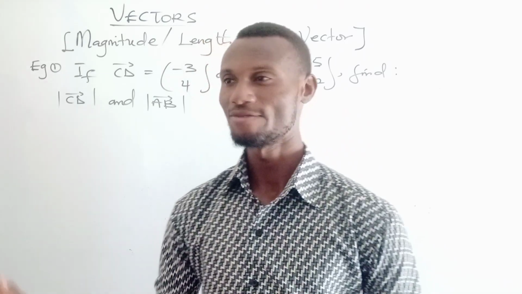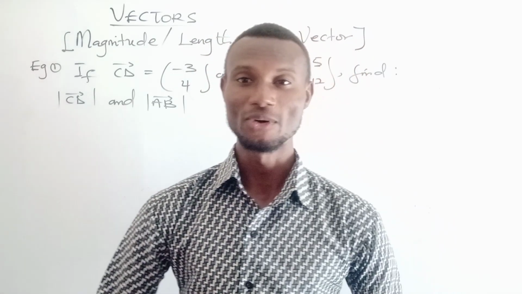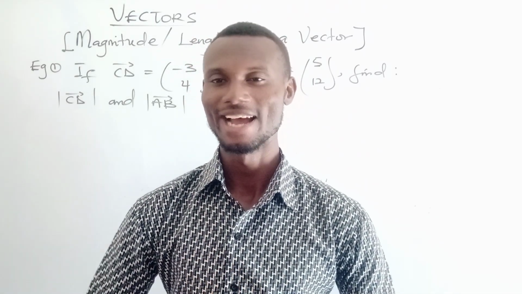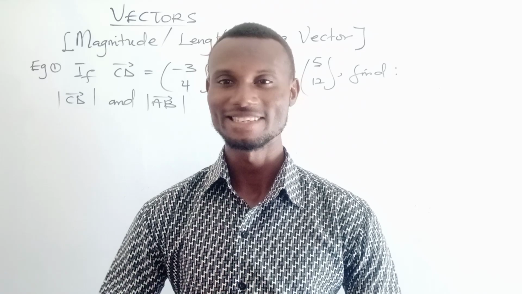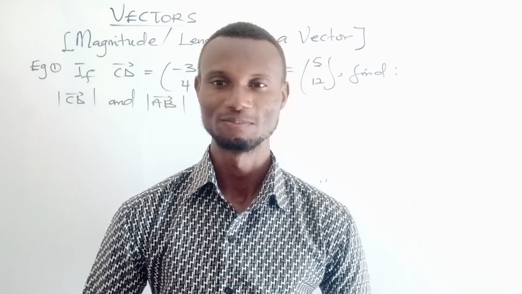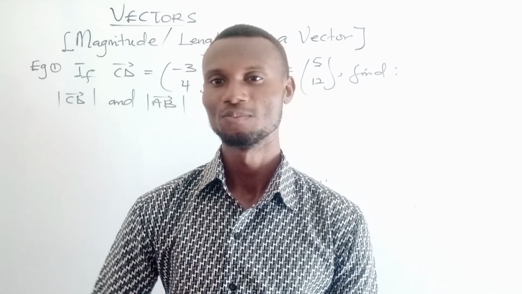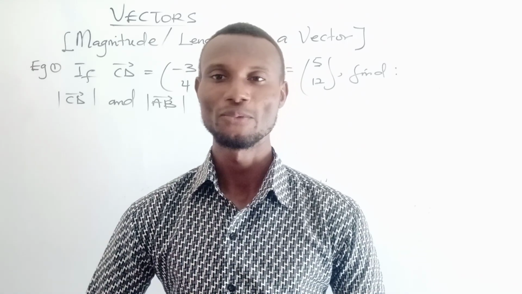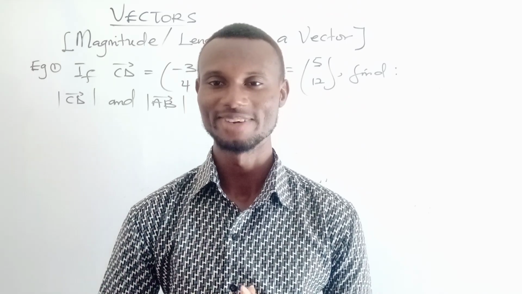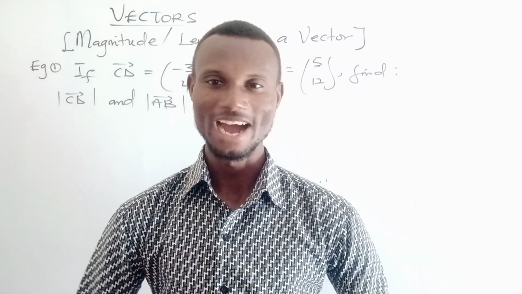You can see that I have an example on the board that I want to solve with you, but before we proceed and handle the example that I have on the board, I'm going to do a brief explanation on the magnitude or length of a vector. Then when you get the understanding, we can proceed and solve example 1 that I have on the board.